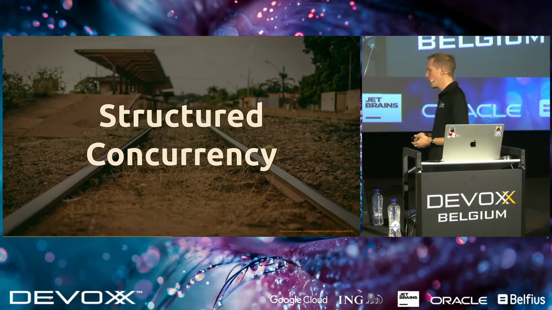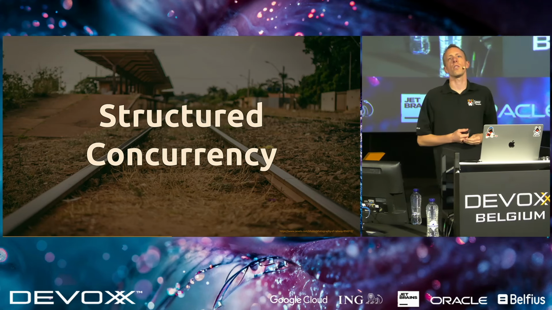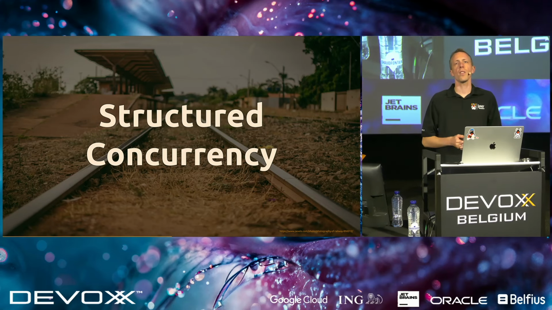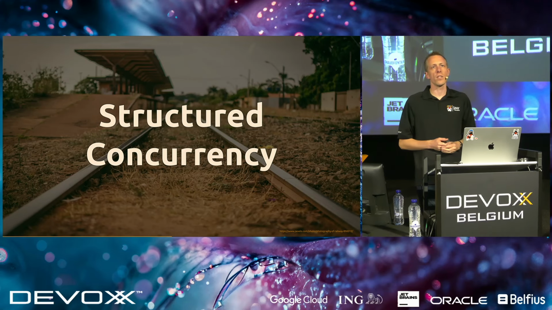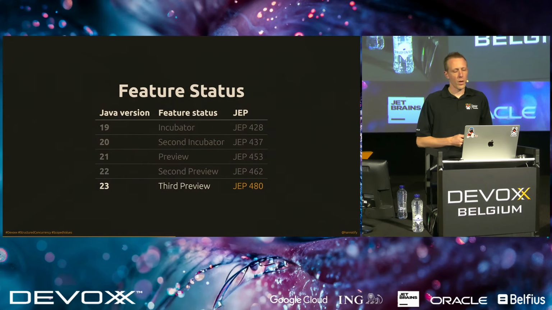Recall we had a few problems. We had two drawbacks that we wanted to address, right? The unstructured concurrency that executor services comes with, and secondly, the memory intensity of thread locals. So let's jump into structured concurrency and see how far we can get.